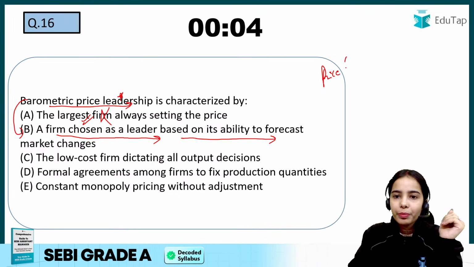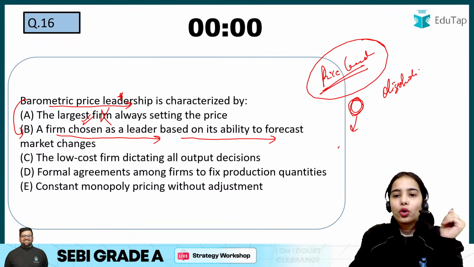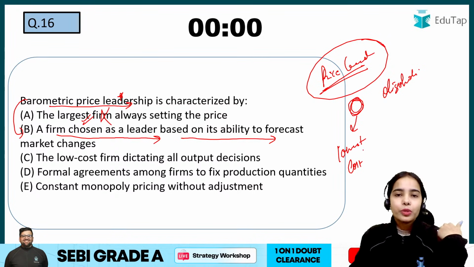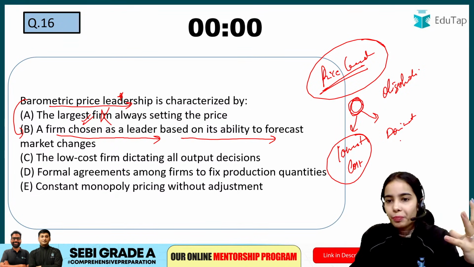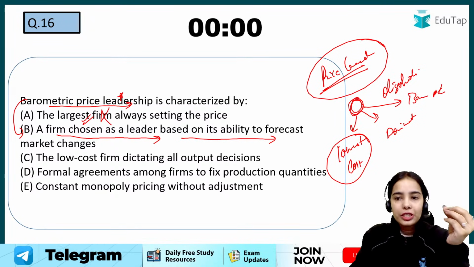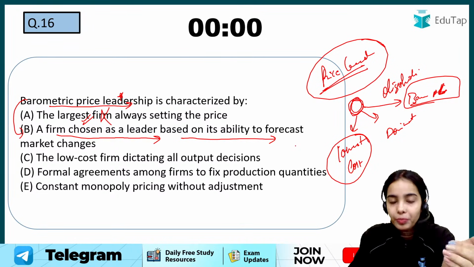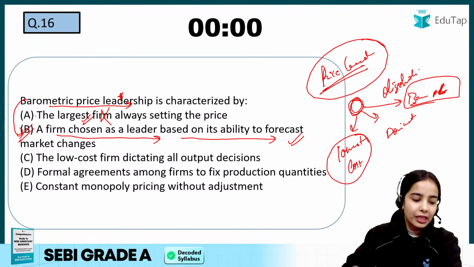So price leadership, a price leader, that means a leader in the oligopoly market. A leader in the oligopoly market can be based on the lowest cost: I am producing at the lowest cost, so I am the price leader. Or a dominant firm, a very large firm, can become a price leader. Or there can be barometric price leadership. In this, a firm is chosen as a leader based on the ability of the firm to forecast market changes. So B is the answer here. This is the barometric price leadership.